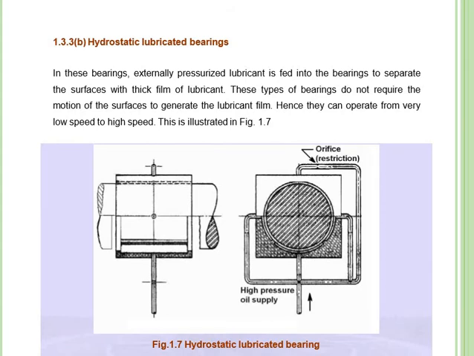Externally pressurized lubricant is fed into the bearing to separate the bearing and shaft. Over there the shaft and bearing are separated, and a thick film of lubricant is sent. So the shaft rotates in that bearing, and we are reducing the friction. To generate the lubrication film for the motion, hence we can operate from very low speed to high speed for hydrostatic lubrication bearings.